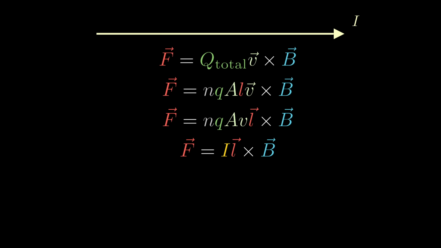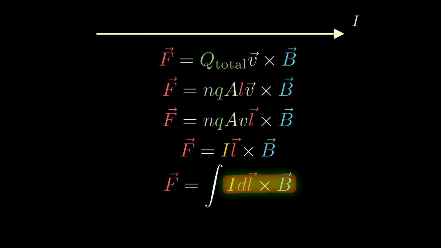And if the magnetic field changes across the wire, then we can just add up the force across tiny lengths of the wire like this. So we get that the magnetic force acting on a wire of current equals adding up the current times a small bit of length crossed with the magnetic field across the whole wire.